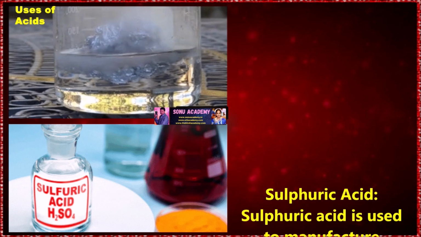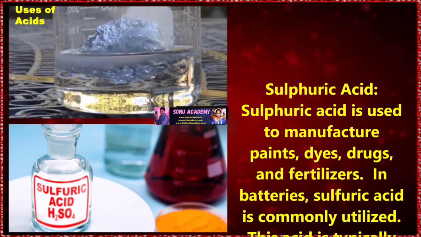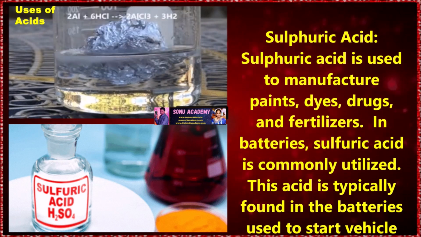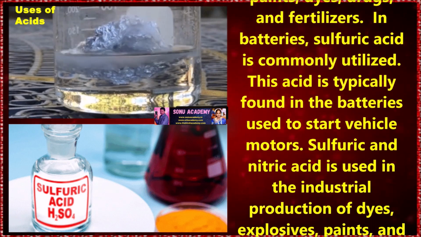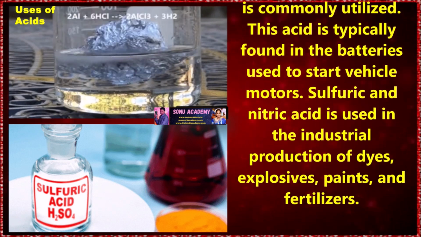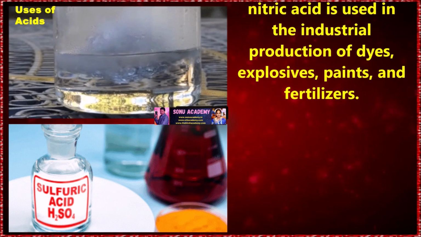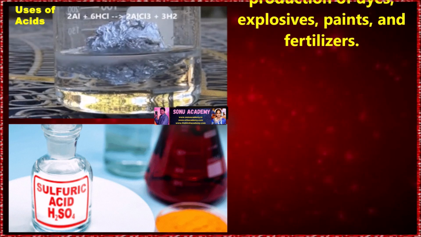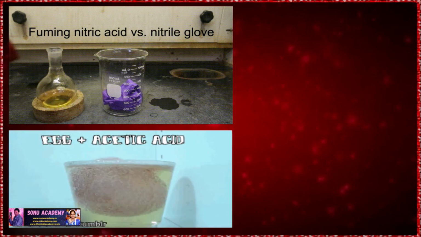Sulfuric acid. Sulfuric acid is used to manufacture paints, dyes, drugs and fertilizers. In batteries, sulfuric acid is commonly utilized. This acid is typically found in the batteries used to start vehicles' motors. Sulfuric acid and nitric acid are used in the industrial production of dyes, explosives, paints and fertilizers.